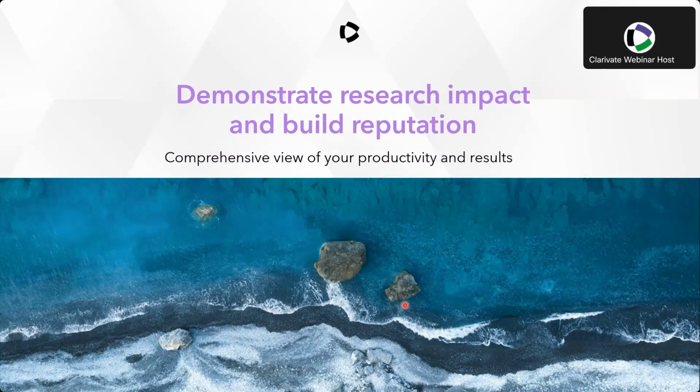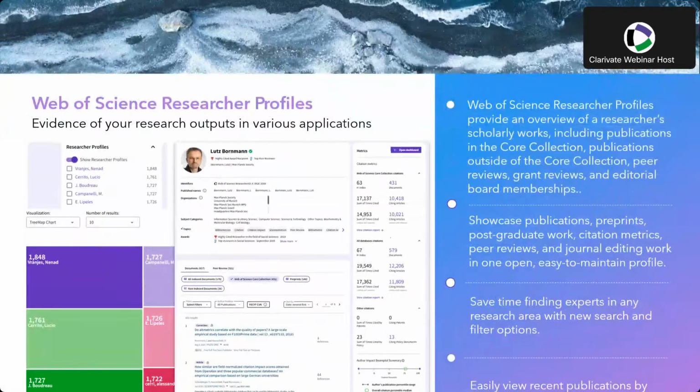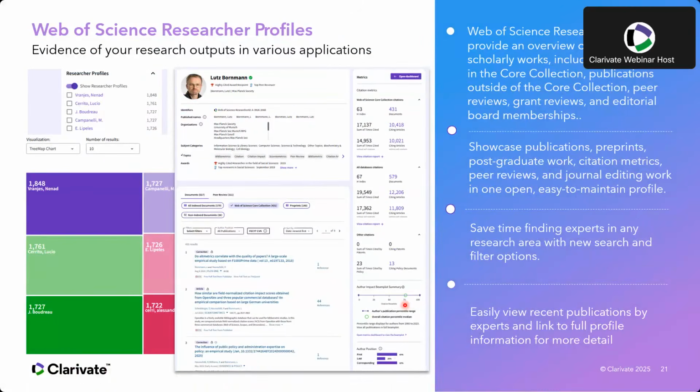So now the next point in the agenda was how do you demonstrate research impact and build your reputation? We already talked about profiles in the Web of Science. You have the capability of showcasing what you've done. So that's an example of a profile. Someone from Max Planck claimed the profile, so he's managing his profile in the Web of Science.